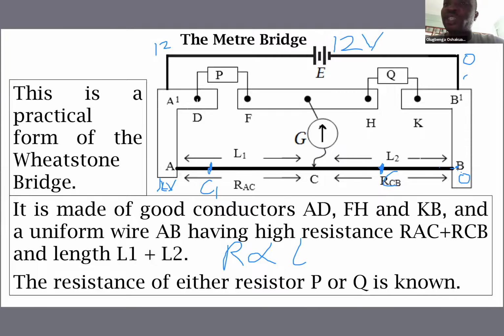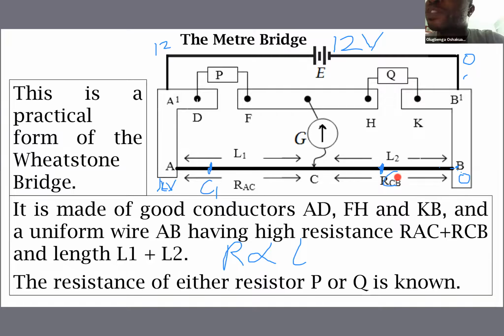When you bring the jockey to C1, current will flow from C1 to G, and the galvanometer will deflect to the right. But when you bring the jockey to point C2, current will flow from G to C2, making the galvanometer deflect in the opposite direction.